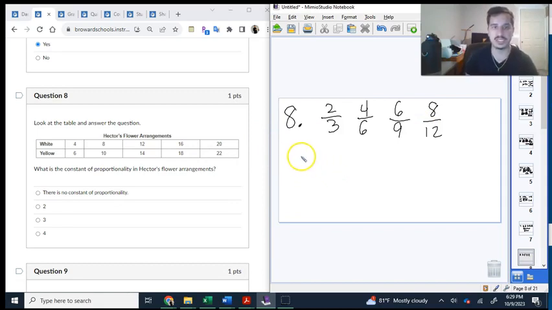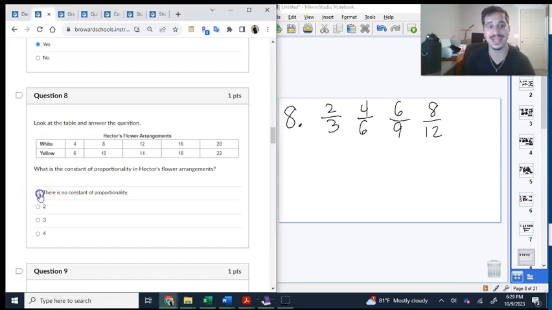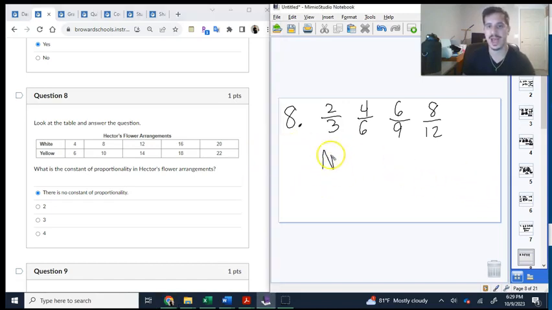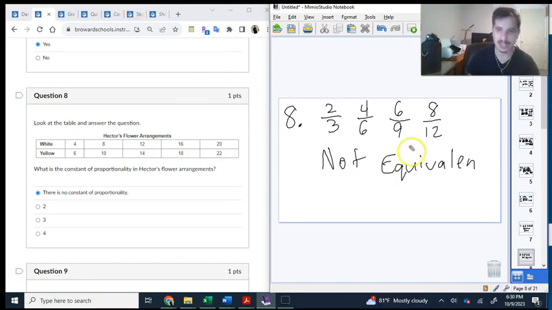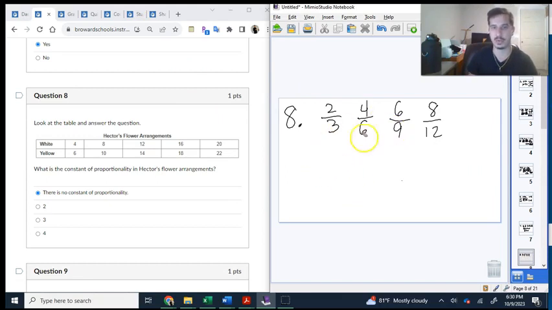Another way to do this is 6 divided by 4, 10 divided by 8, 14 divided by 12. You will see that they are not the same constant of proportionality. They will be different numbers. Therefore, the answer is there is no constant of proportionality. This does not work. All right? Let's move on. Not equivalent ratios. Well, these are equivalent ratios, but they are not the same ratios that you see in the problem. That is what I meant. All right, let's move on.